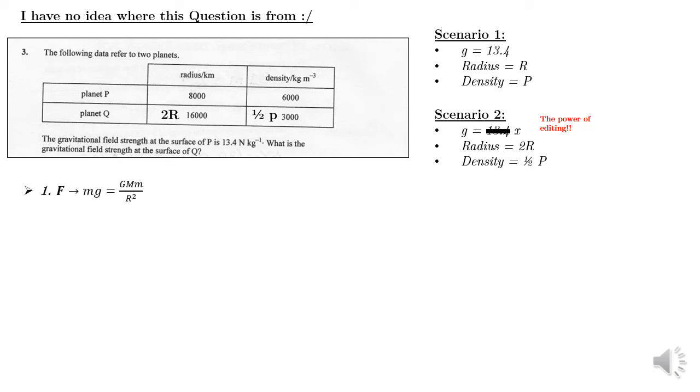In scenario 1, we know the g is 13.4, the radius is r, and the density is P. In scenario 2, there's a typo in there, but g isn't 13.4, g is what we're trying to find, so that would be an x. I'll try to edit that. But the radius is 2r, and the density is half P.